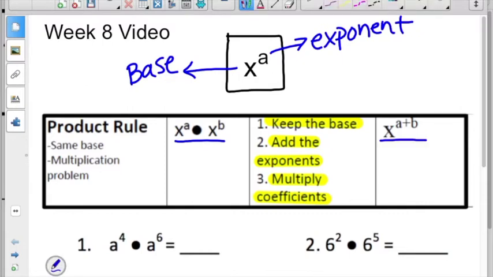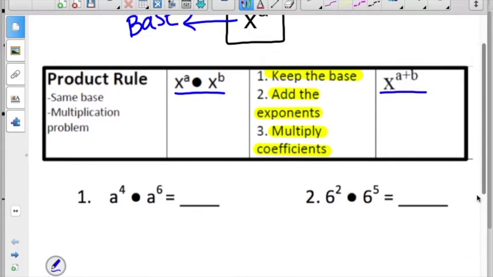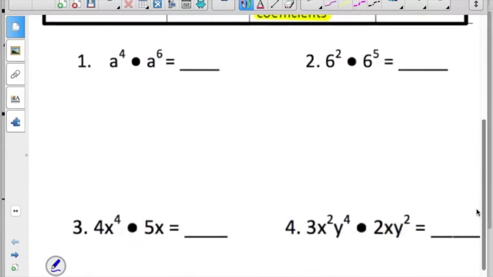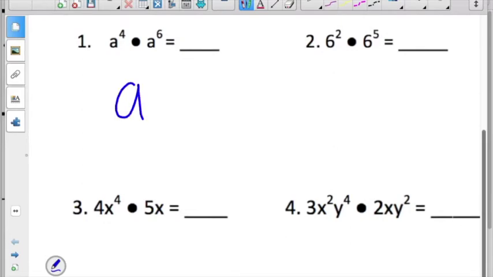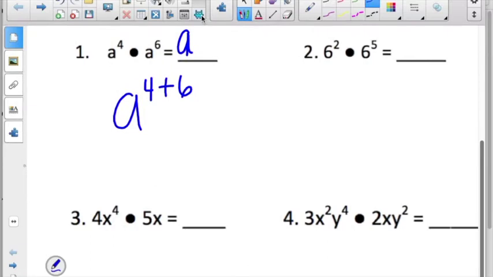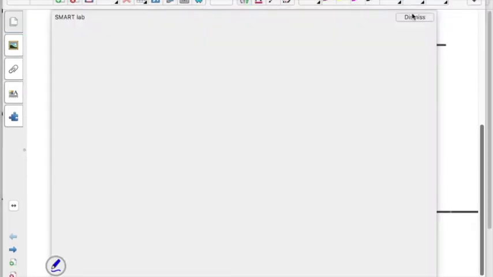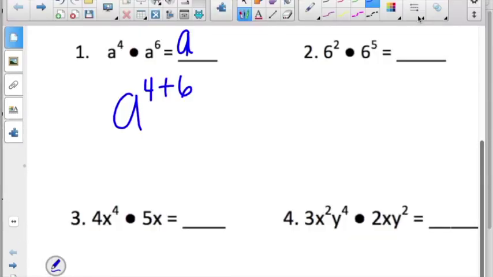Our first example is a to the 4th times a to the 6th. Our base is a, so we're going to keep our base, and we're going to add our exponents, which are 4 and 6. We get a to the 10th power. The next example is 6 squared, or 6 to the 2nd power, times 6 to the 5th power. We're going to keep our base, and we're going to add our exponents. We get 6 to the 7th power.